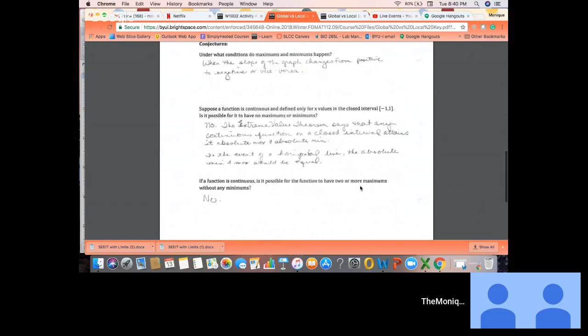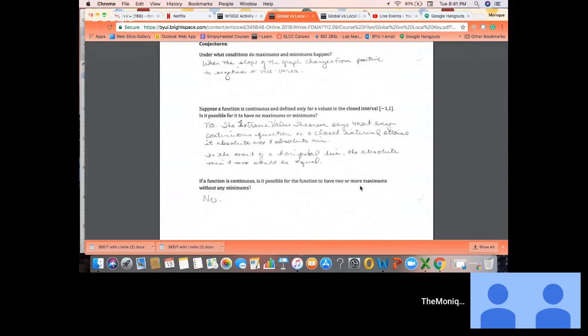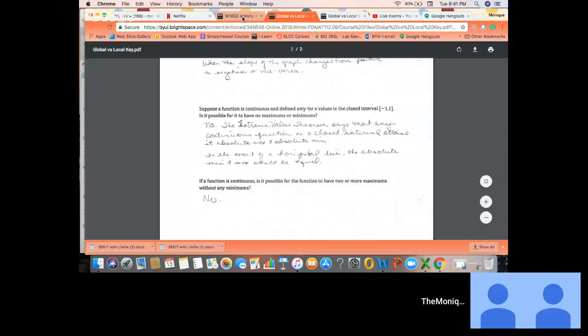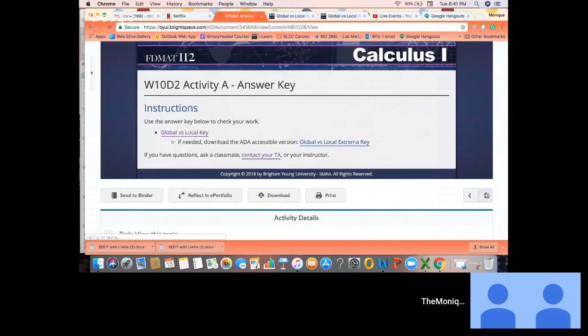Under what conditions do maximums and minimums happen? We know when the sign changes from positive to negative or negative to positive. Then, suppose a function is defined for x values in the closed interval -1 to 1. Is it possible for it to have no maximum or minimums? Which makes sense. We did the extreme value theorem for our prep yesterday. And is it possible for a function to have 2 or more maximums without any minimums? No, because if you have 2, you'd have to go down and up. Are you guys cool with that? I think it makes sense.